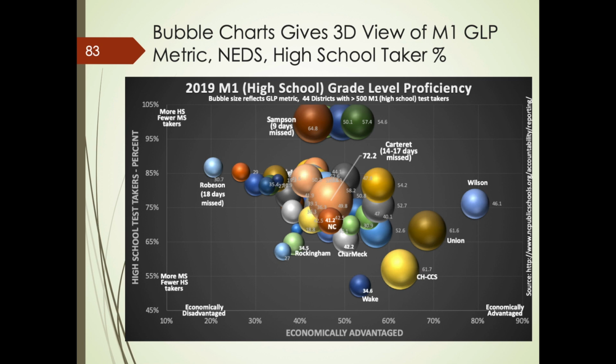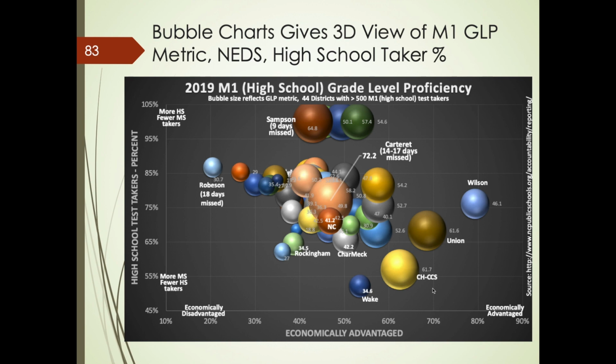So what I wanted to do is provide a different view of this data. What you're looking at here is a three-dimensional view, essentially. This is called a bubble chart. And what I'm doing here is on the x-axis, I'm showing the economically advantaged percentage. And then on the y-axis, I'm showing the high school test takers, the percent of those who were taking the test in high school. So if you're on the top part of this y-axis, that means you have more high school students taking the Math 1 EOC and fewer middle school students. If you're down near the bottom on the y-axis, you have more middle school students and fewer high school students taking the Math 1 EOC.